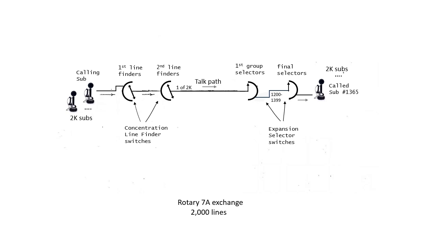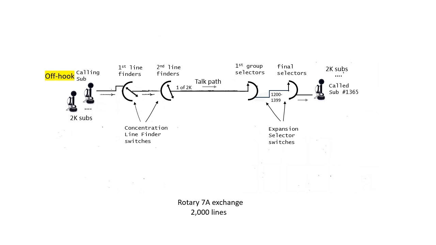When the caller goes off-hook, the line finders are instructed to search for this line. A caller has just gone off-hook. Before any digits are dialed, the line circuit starts the first line finder to search for this phone line. It may take a second or more to find the line. Great, the line has been found.